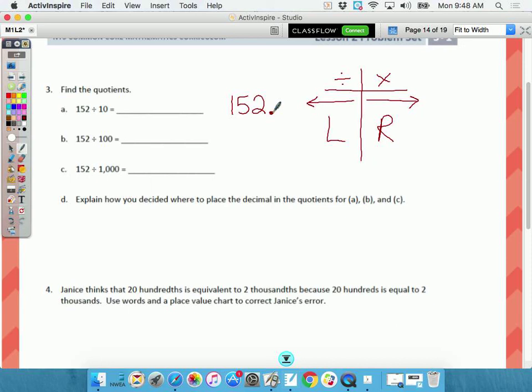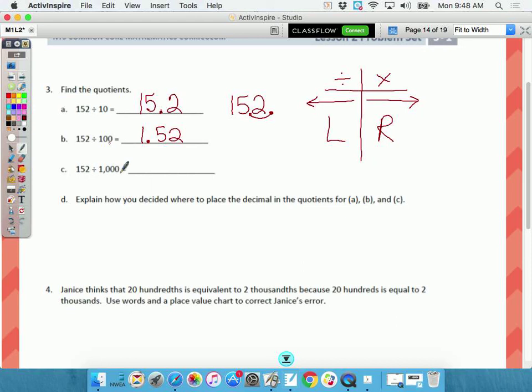Now, when I divide by 10, how many place values will my decimal move? 1. So I'm going to write 15 and 2/10. Okay, now, I don't want you to hop any more decimals. I just want you to use your head. If I add another 0 here, what's going to happen to my decimal? I'm going to move it again, right? So move it in your head. Now it's 1 and 52/100.